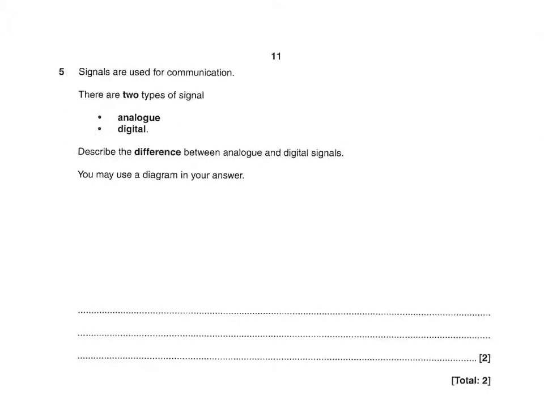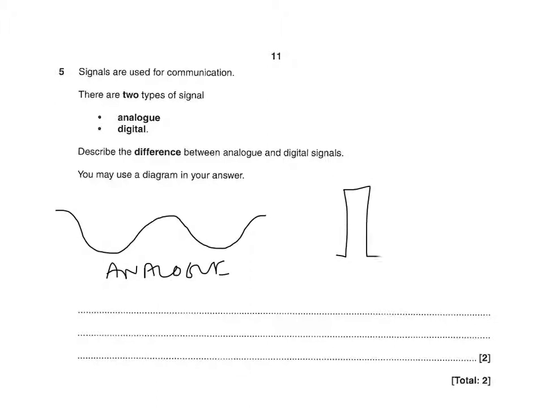And then the final question says, signals used for communication. There are 2 types of signal, analog and digital. Describe the difference between analog and digital signals, and you can use a diagram if you want. So analog signals look a bit like this, and digital signals, so that's analog, and digital signals look a bit like this. And basically you have to make a comment about both analog and digital.